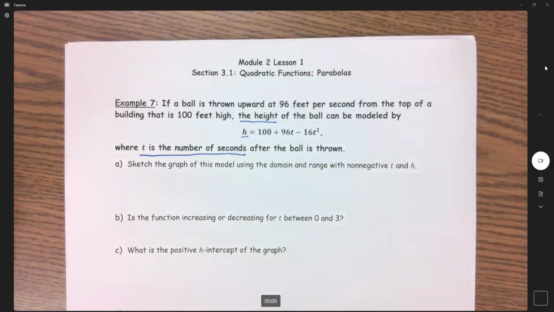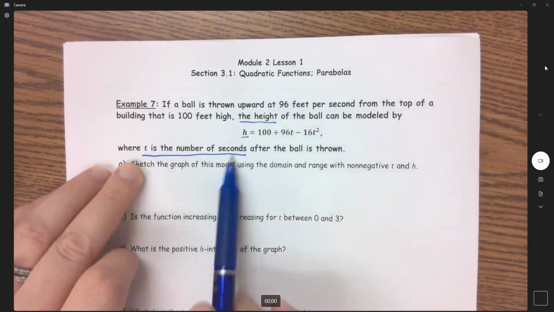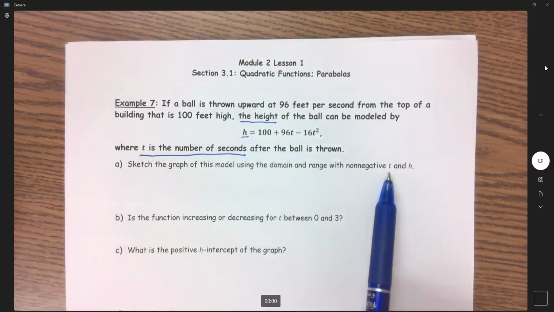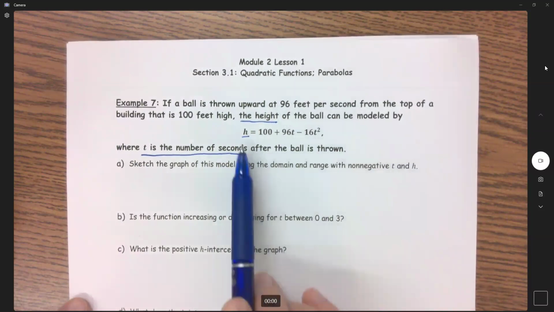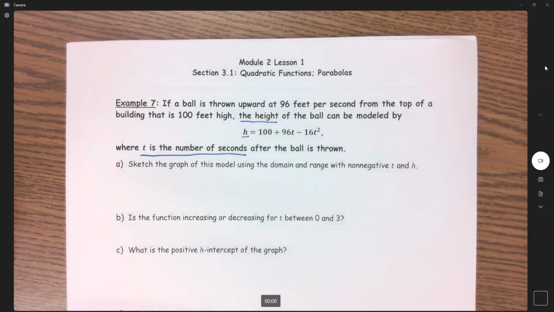So part A wants us to sketch the graph of this model using the domain and range with non-negative t and h. And that should make sense in the context of this problem. If t is representing my number of seconds, I can't have a negative t because I'm not going back in time. Same with my h. If h is height, I can't throw a ball into the ground and have it start going through the concrete and the earth, right? It's going to stop on the ground.